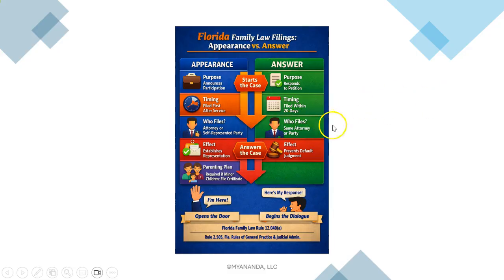So, as we talked about in the previous slide, an appearance is filed by the attorney or a self-represented party. And the attorney for the respondent would file an answer, or the party who self-represented would file the answer. And as I point out, the effect of an appearance is simply, I'm here, the door is open for any communications that you have for me, but it does not answer the petition for dissolution. Basically, the answer is the only way to prevent a default judgment.